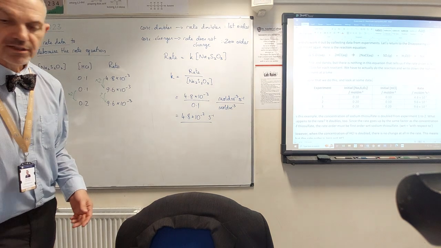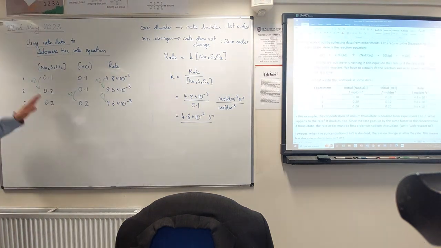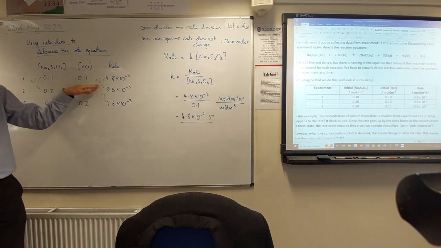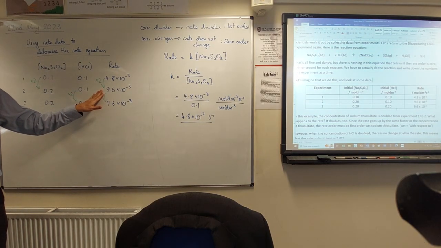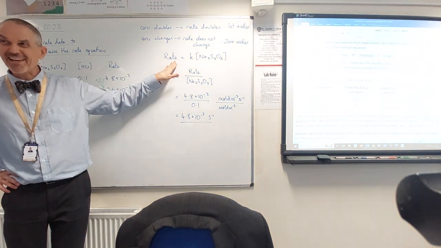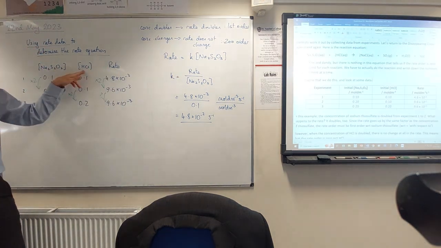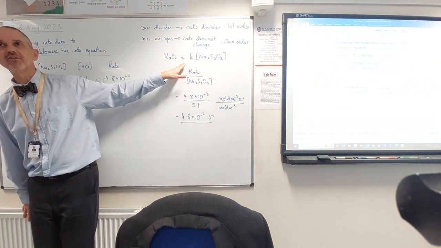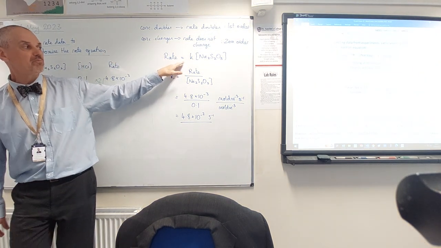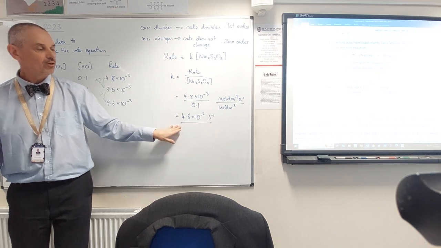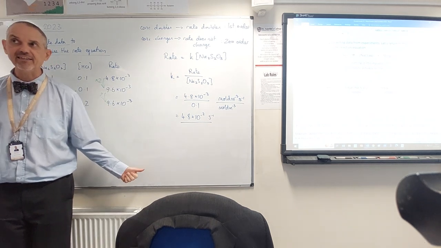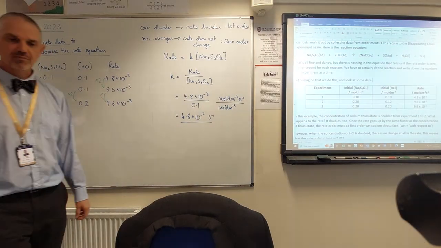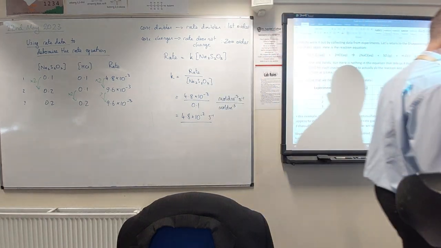So we've done a couple of things there. First of all, we've looked at this data and how concentration changes and how rate changes to work out the order with respect to each of the different reactants. That's enabled us to formulate the rate equation. And then by substituting in the values, we can work out the value of k and also the units of k. All right, so let's do all of that again.